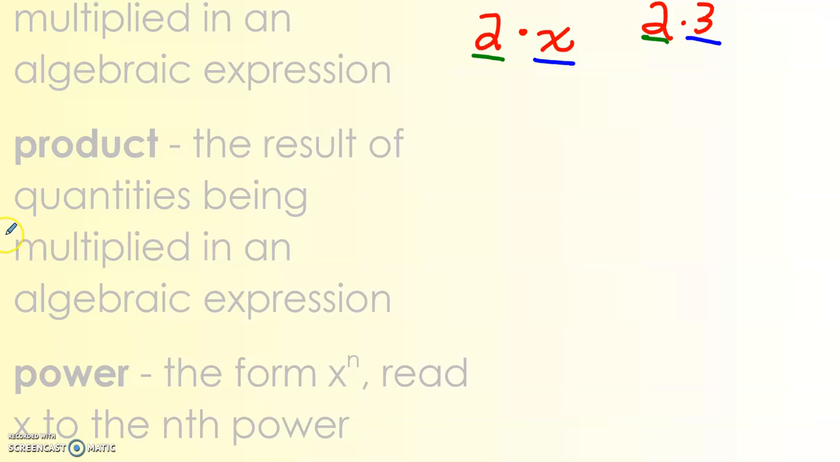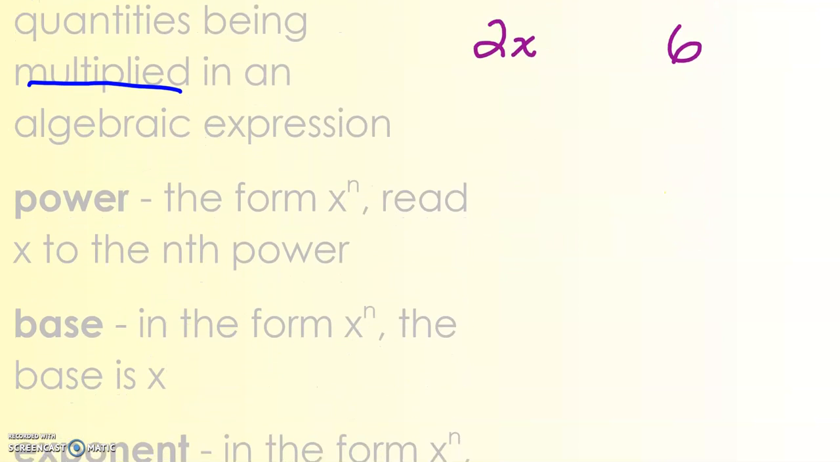Now let's talk about a product. When we actually multiply together those factors, you're going to get the product. So it's the result of the quantities being multiplied. If I were to take this 2 times x, its product is 2x. If I were to take this 2 times 3, its product is 6. Both of those are examples of products.